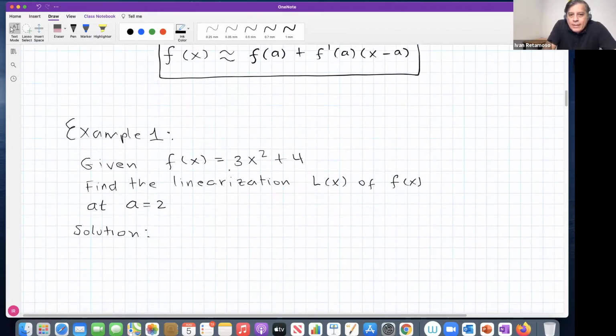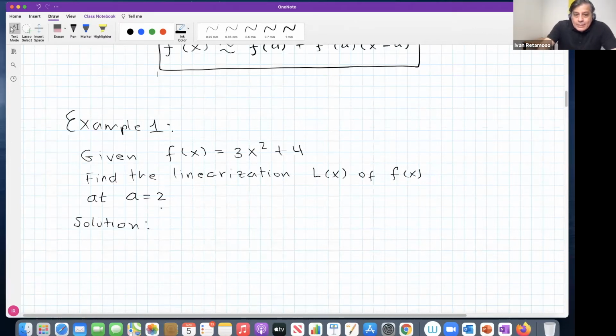Suppose you have this parabola f of x equal 3x squared plus 4. And they say, find the linearization L of x of your quadratic function at the base point a equal 2. The base point a equal 2. So let's do it together.